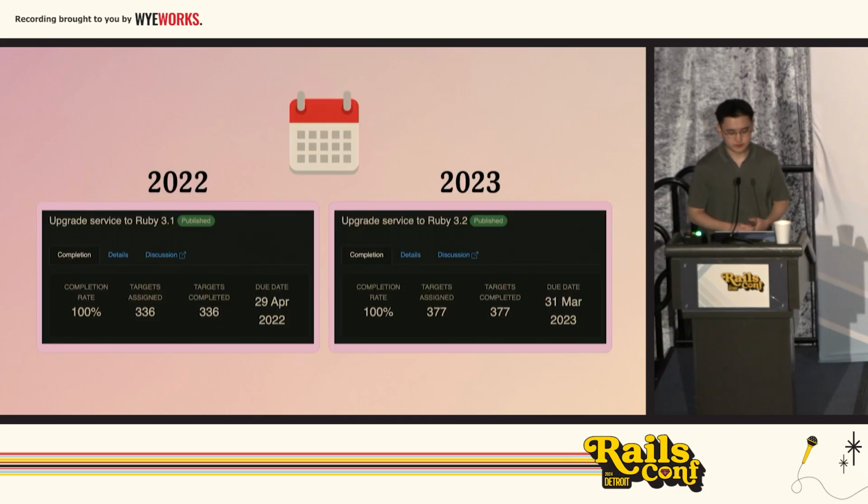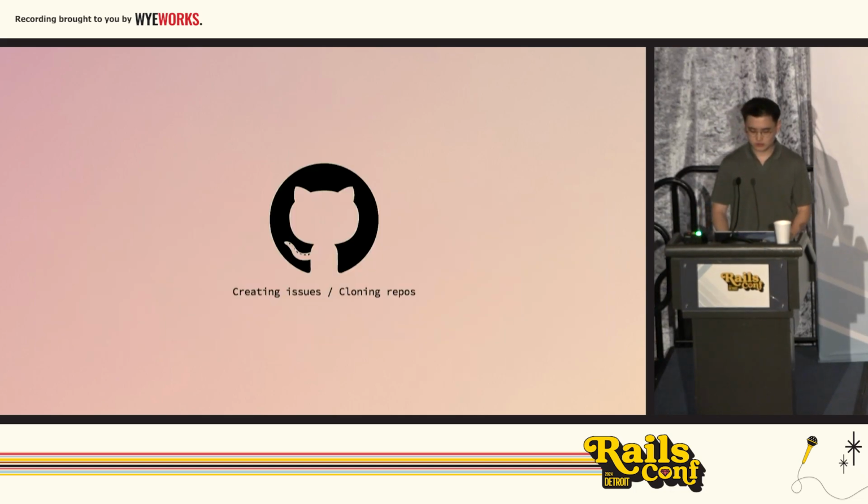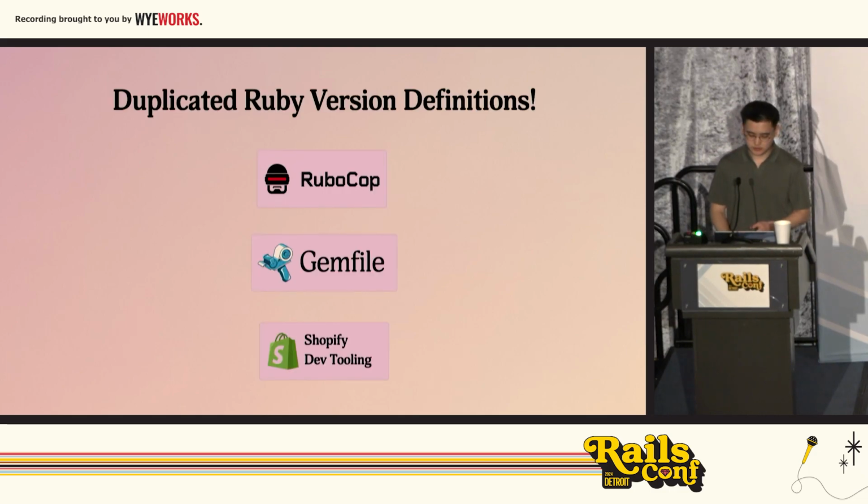As mentioned earlier, alongside Rails, we maintained a similar upgrade cadence for Ruby. Since the inception of the upgrade calendar, we have kept all Ruby apps on the latest versions of Ruby for the past 2 years. As we were supporting this upgrade work, creating issues, and pulling down and cloning numerous repos to investigate problems, we discovered that Ruby versions were defined in a number of places across our systems. Specifically, Ruby versions were duplicated across gem configuration files such as the Rubocop YAML, Gemfiles, and our own internal development tooling.